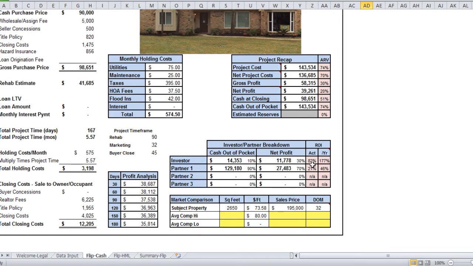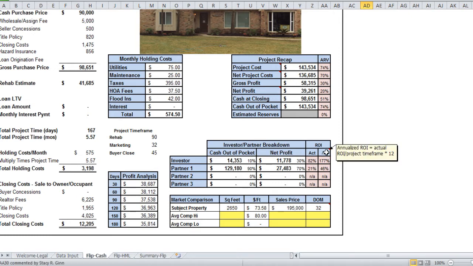Now you'll notice up here that for us as the investor, we're getting a pretty high return here, 82%. We want to show this to you so you'll see what your cash, $11,778 profit divided by the cash, $14,353, looks like. But you really need to think about this evaluation because this 82% is your cash return, but you also need to factor in what your time was worth.